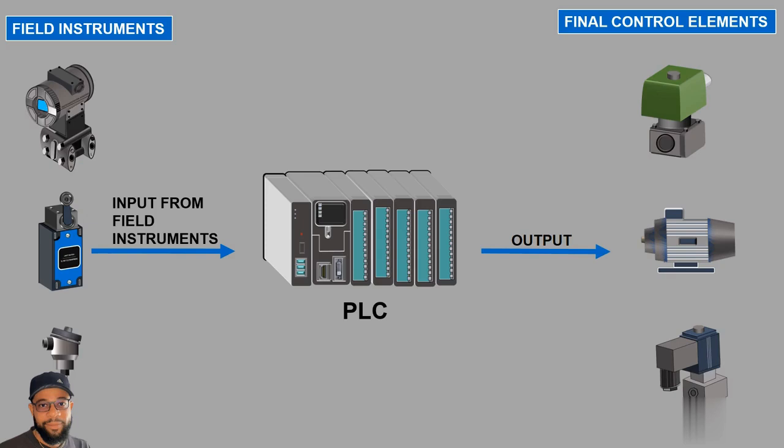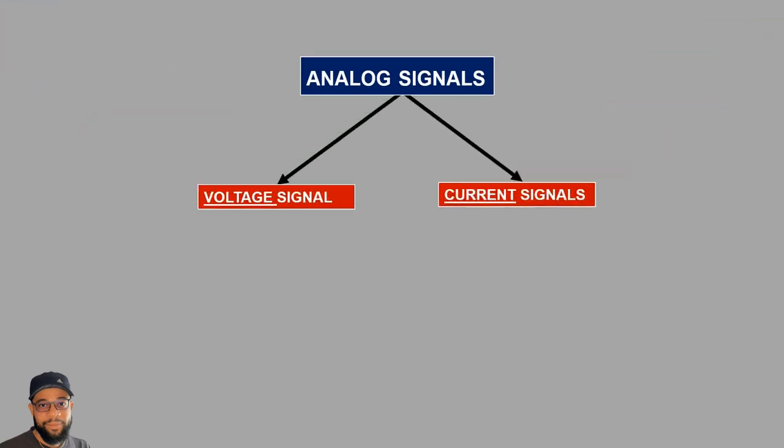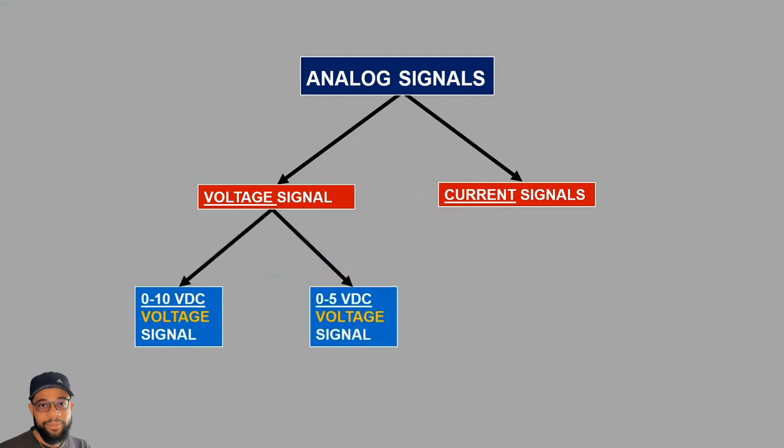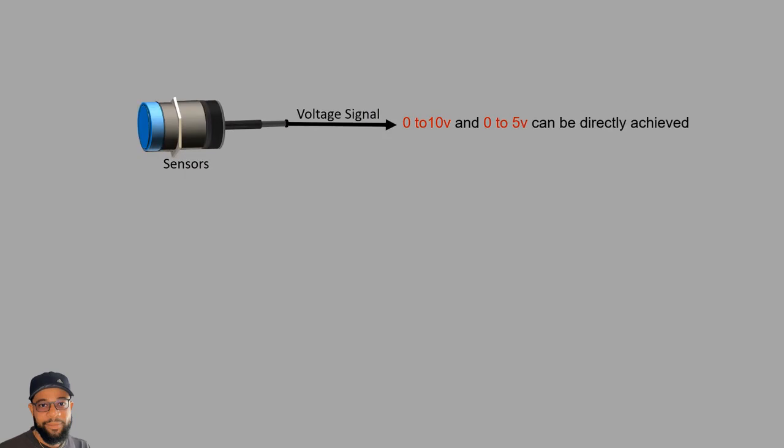The input or output of a controller like a PLC can be an analog or a digital signal. The analog signal can be transmitted as either a voltage signal or current signal. Usually, analog voltage signal can be 0 to 10 volt or sometimes 0 to 5 volt. And analog current signal can be typically 4 to 20 milliamperes. Since most sensors naturally generate output in the form of voltage, 0 to 10 volt and 0 to 5 volt outputs can be directly achieved.